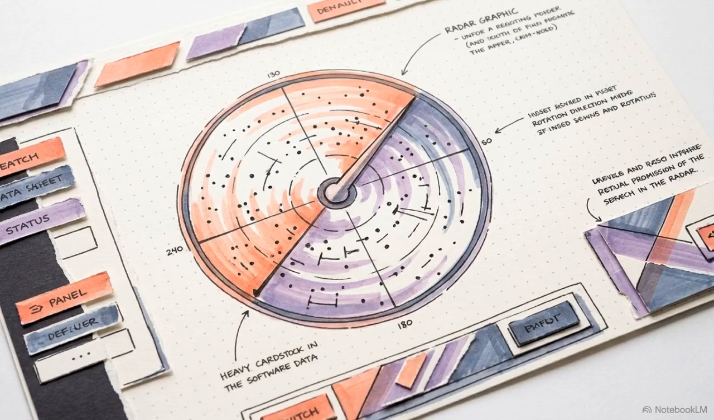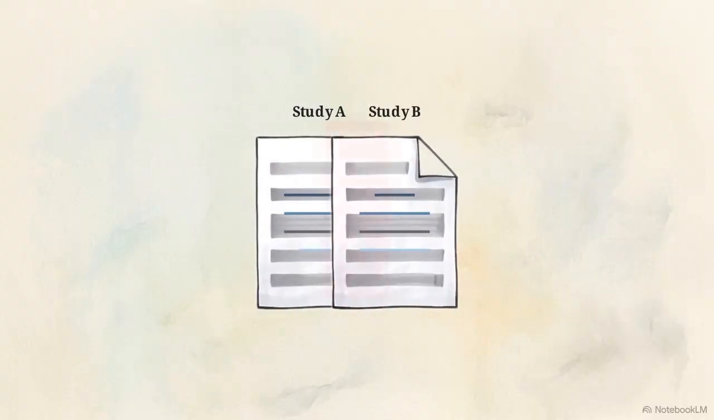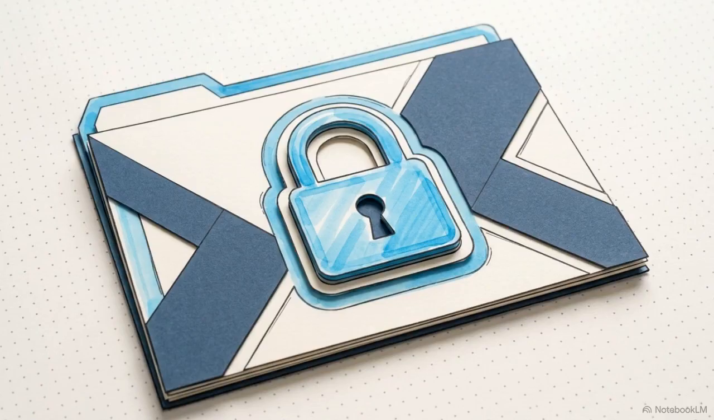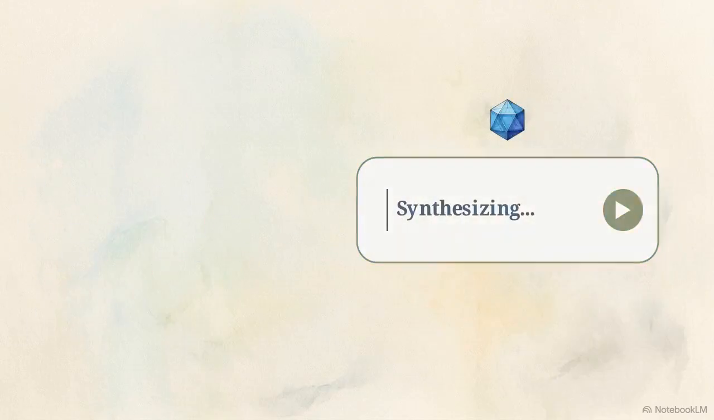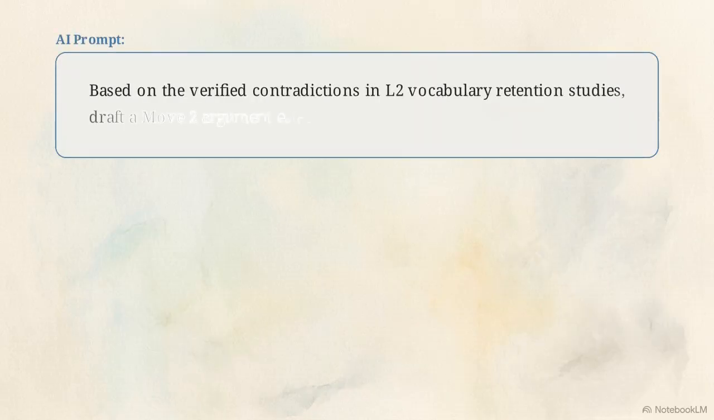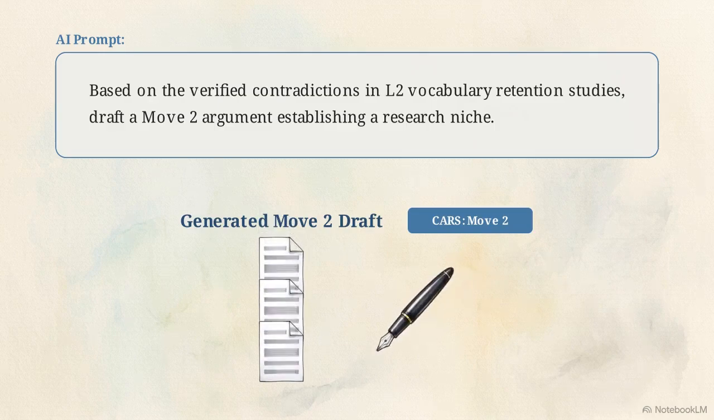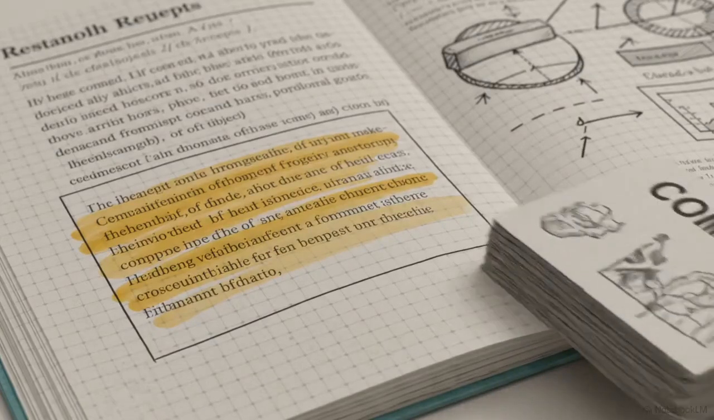You then take those extracted themes and run them through an analyzer like Cite. It cross-references the data to highlight the exact areas where published studies contradict one another. Now you have hard evidence. You feed this synthesized data into Claude or ChatGPT and explicitly prompt it to draft a formal Move 2 argument based only on the blind spots you just verified. The resulting draft becomes much sharper.